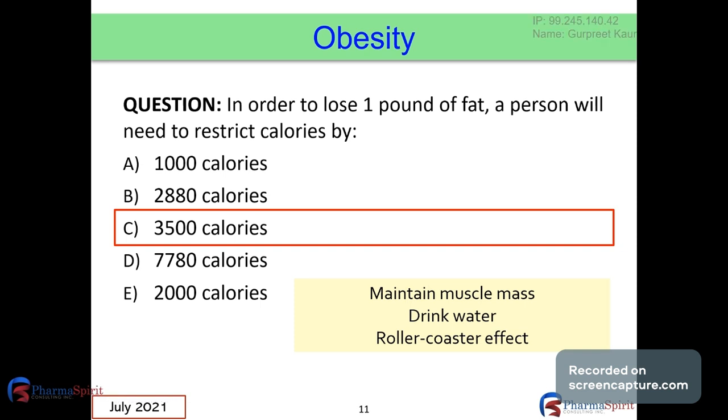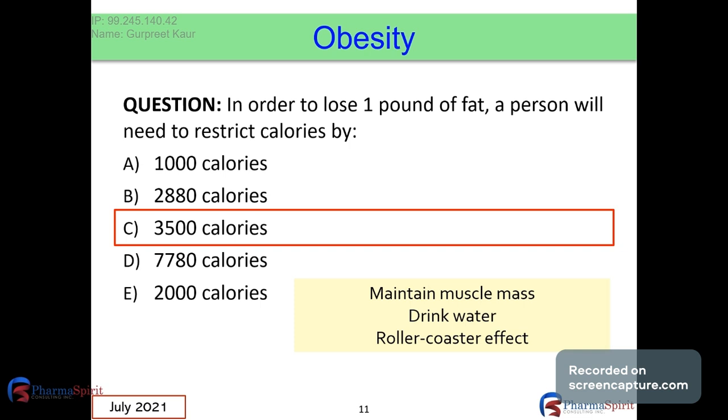Now, some stuff that we need to keep in mind when we talk about this is to maintain the muscle mass. So very important that the patient should maintain good protein intake. It is important for the patient to drink lots of fluid because this helps to maintain the muscle mass. It is important for the patient to also take a little amount of carbohydrate. This also helps to maintain the muscle mass.